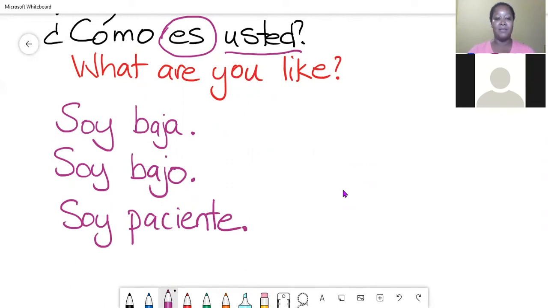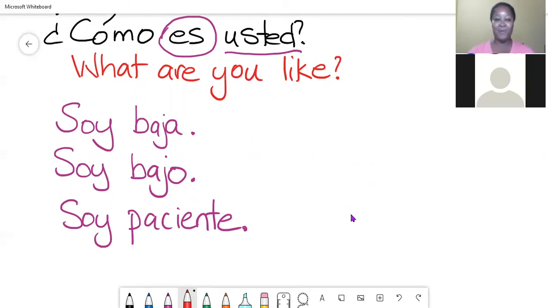Again, because this has only two forms, singular or plural, I don't need to pay attention to whether it has an A or an O. So this goes for both male and female. It's just singular.